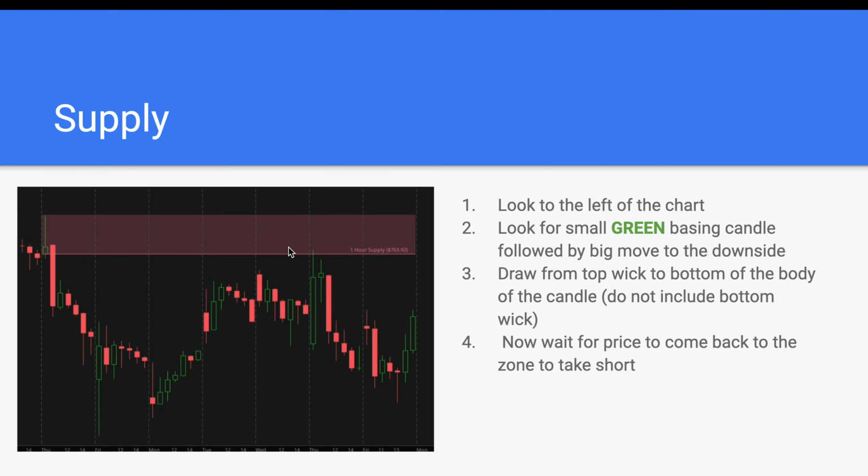Same with supply. So you look to the left of the chart, or you're looking for a small green basing candle, looking from the open of the candle to the top of the wick, and then you draw your zone over, and then you wait. So it could be days, weeks, months. I think for example, with Boeing, we formed a 1 hour supply back in September, and we'd been hitting it, and then it finally broke today. So we can look at that, but it can be zones that you have out there for weeks or months before it comes back into that zone, and then it can be retested again.